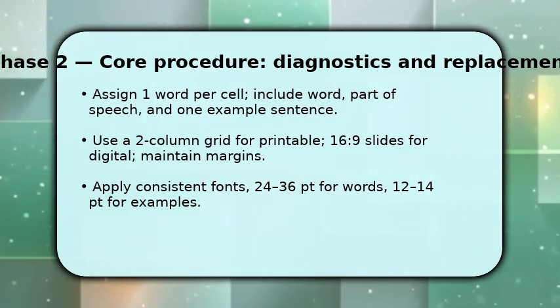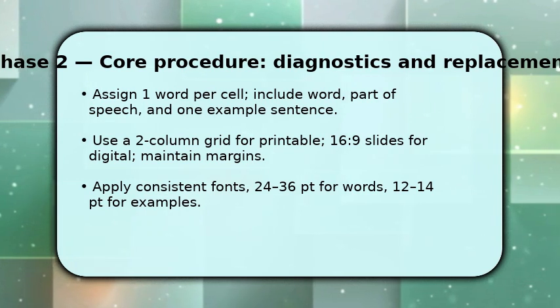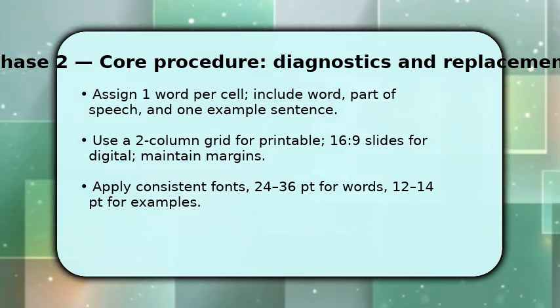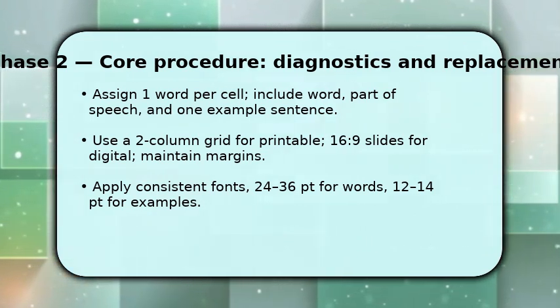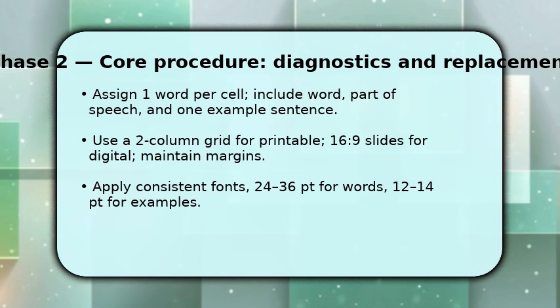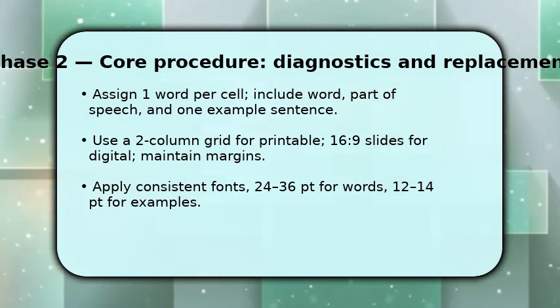For print, use a 2-column grid. For screens, design 16 to 9 slides. Consistent fonts and sizes matter. Keep the main word large, the example smaller. Once you finish a page, quickly proof a sample to catch layout or labeling errors.